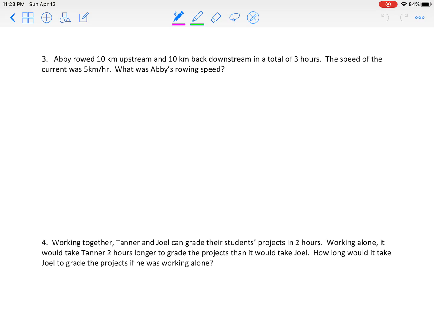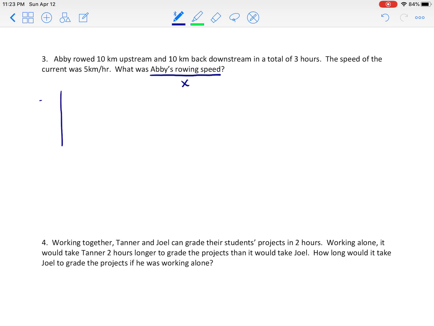So here we have Abby. She rode 10 kilometers upstream and 10 kilometers back downstream in a total of 3 hours, and the speed of the current was 5 kilometers per hour. We're trying to find Abby's speed. So Abby's rowing speed, let's call it x. Now this is going to be a distance, rate, time problem.